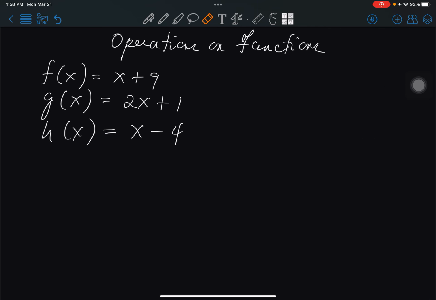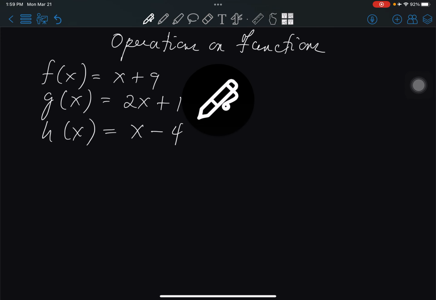Operations on functions. Now, we are going to use multiplication. I have here three functions. We have f of x is equal to x plus 9, then g of x equals 2x plus 1, then we have h of x equals x minus 4. Okay, so we are going to get now the product between our given functions.